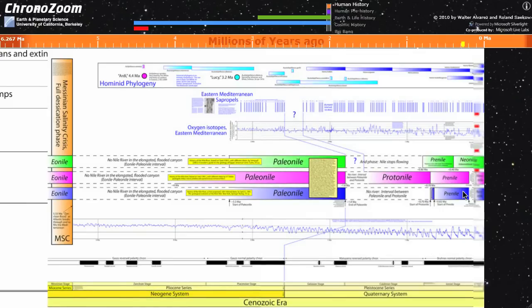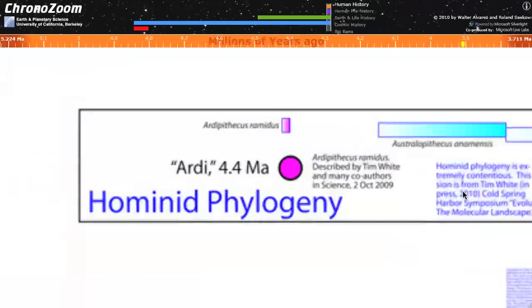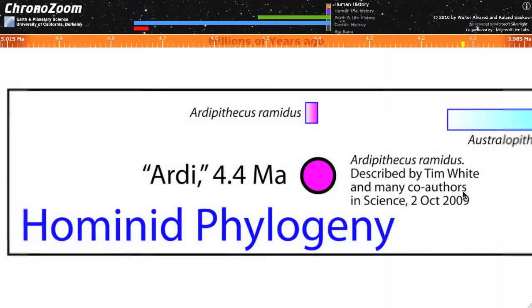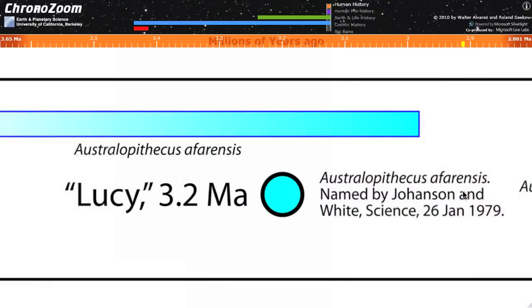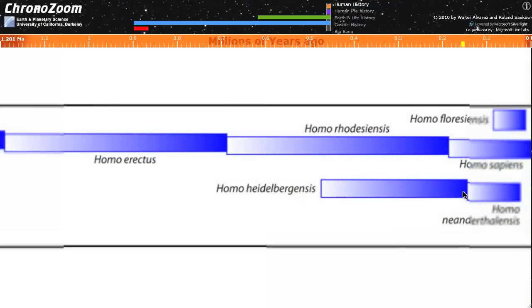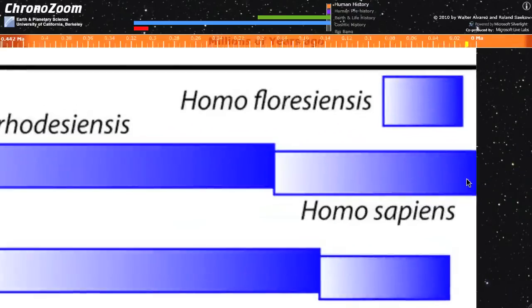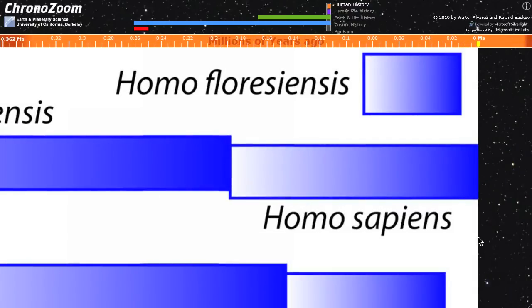Okay, now let's have a closer look at prehistory, human prehistory. Here at 4.4 million years ago is Ardipithecus ramidus, described last fall by Berkeley's Tim White and many colleagues. And a bit younger, at 3.2 million years, is Australopithecus afarensis, the famous Lucy. Continuing to younger times, we see other Australopithecines and the various species of genus Homo, leading to our own species, which is the only hominid which is still alive at the present time.